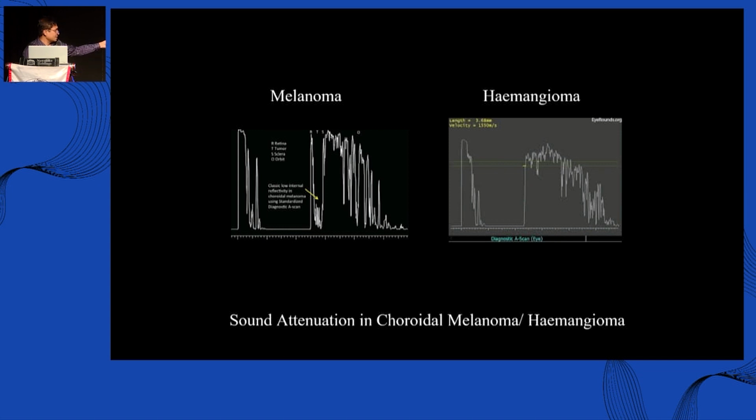On sound attenuation, in melanoma you see that after the first spike there's loss of amplitude. That's characteristic of melanoma, which doesn't usually happen in hemangioma.